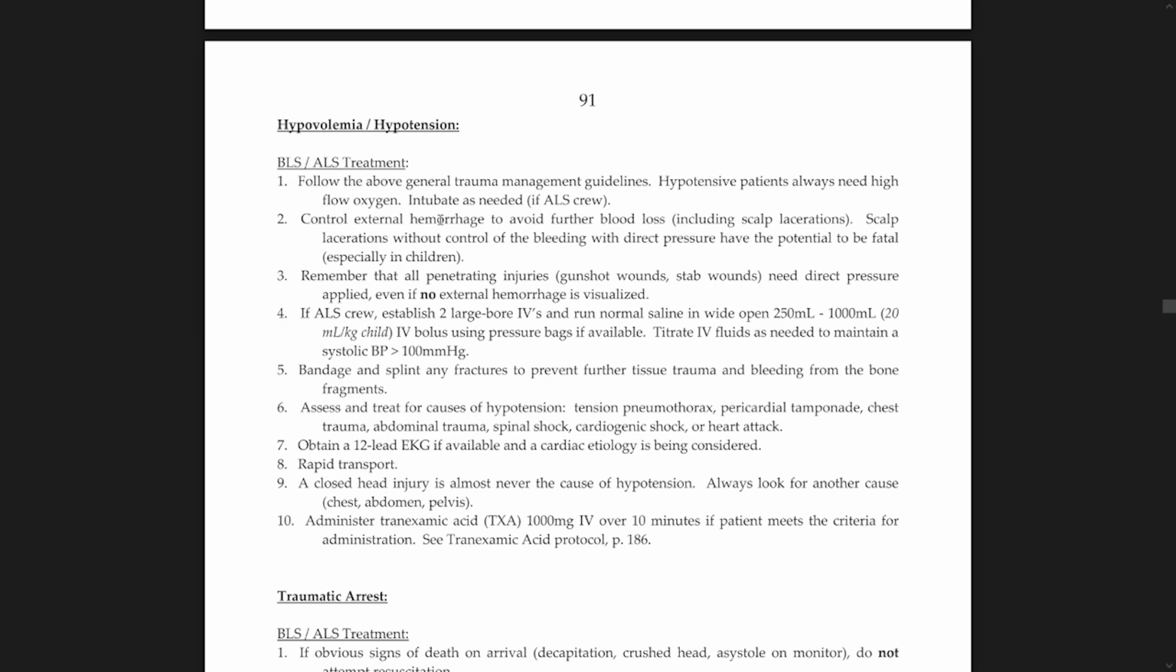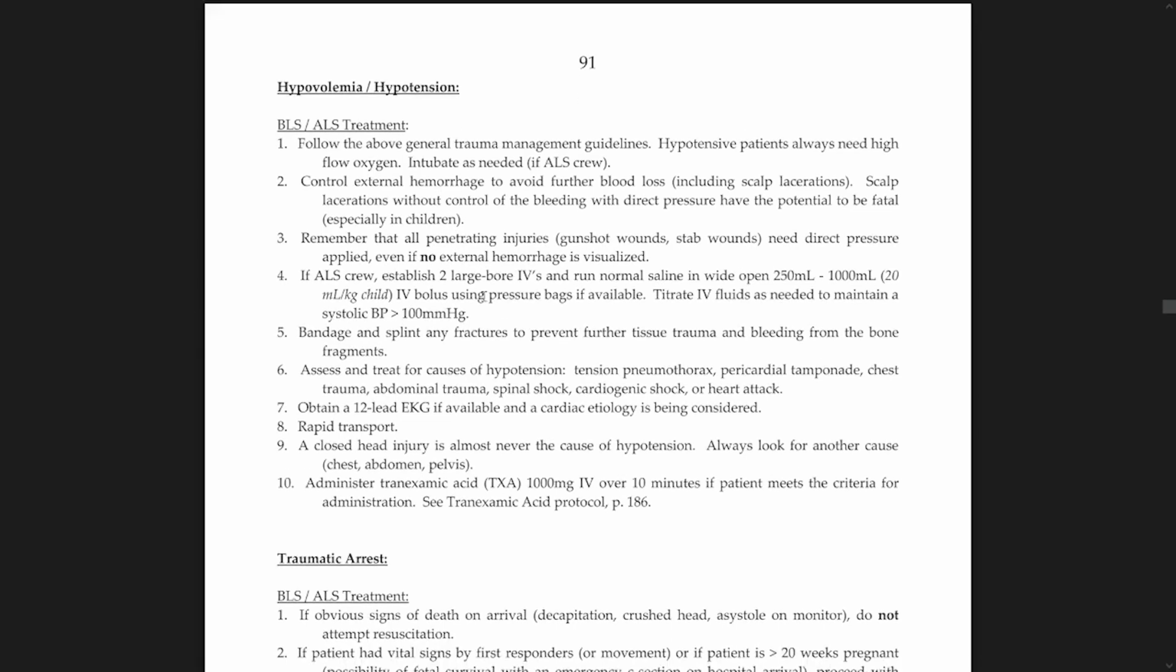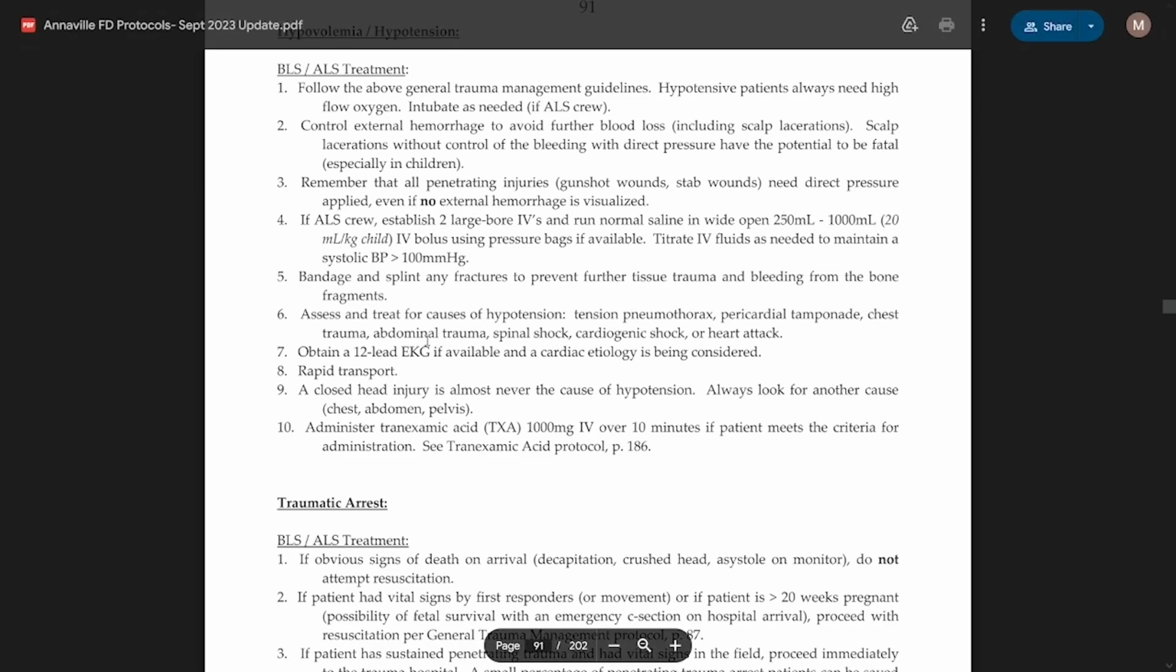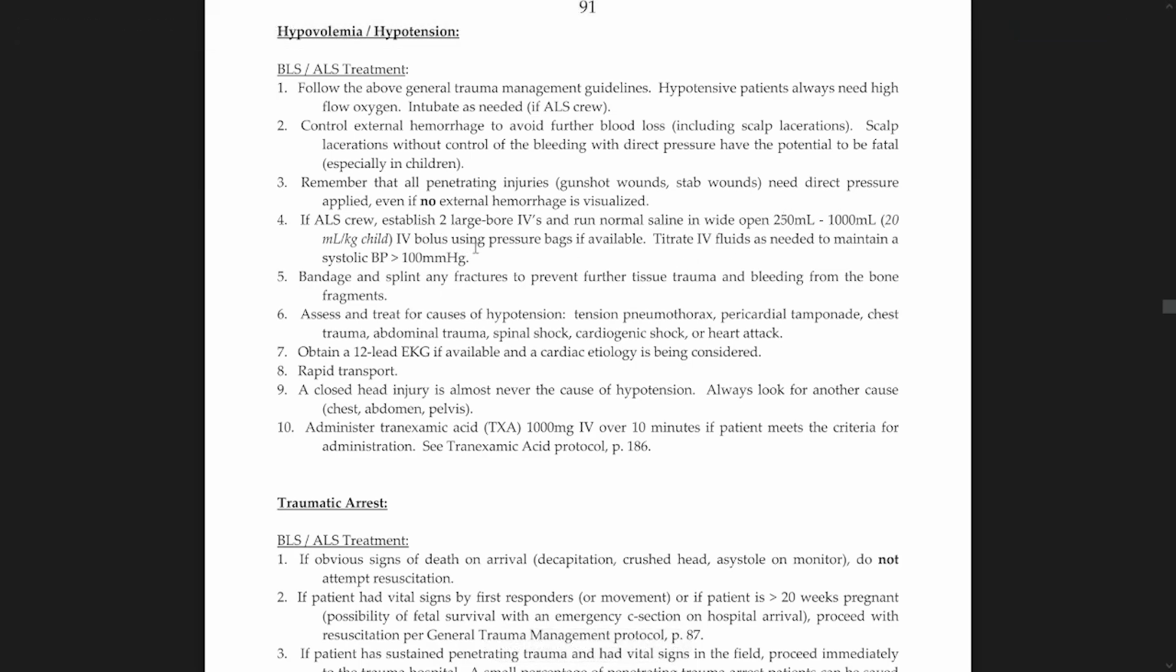Remember that all penetrating trauma, such as gunshot wounds, stab wounds, etc., needs direct pressure even if no external hemorrhage is visualized. If it's an ALS crew, establish 2 large bore IVs and run normal saline wide open, 250 mLs or 1000 mLs, or 20 milliliters per kilogram for a child, as IV boluses, using pressure bags if available. Titrate IV fluids as needed to maintain a systolic blood pressure greater than 100 millimeters of mercury.